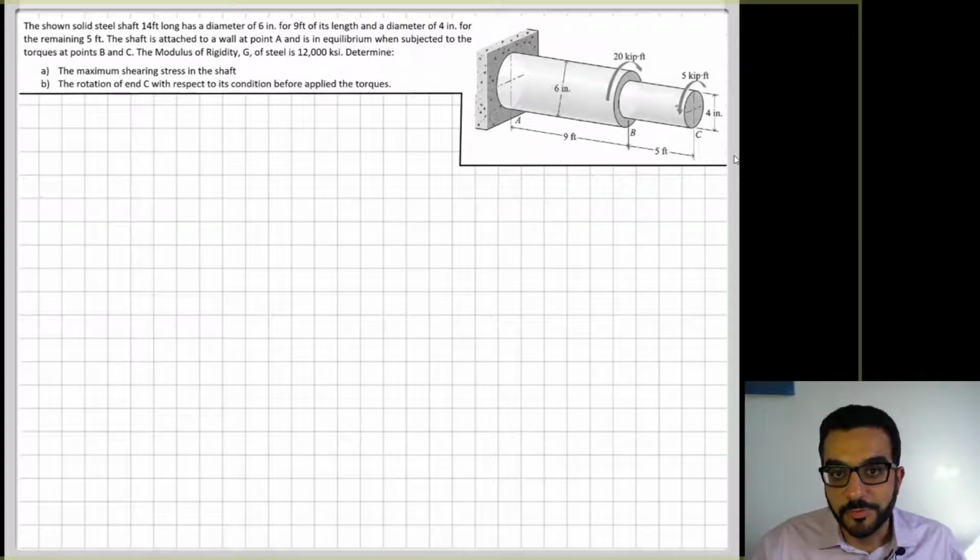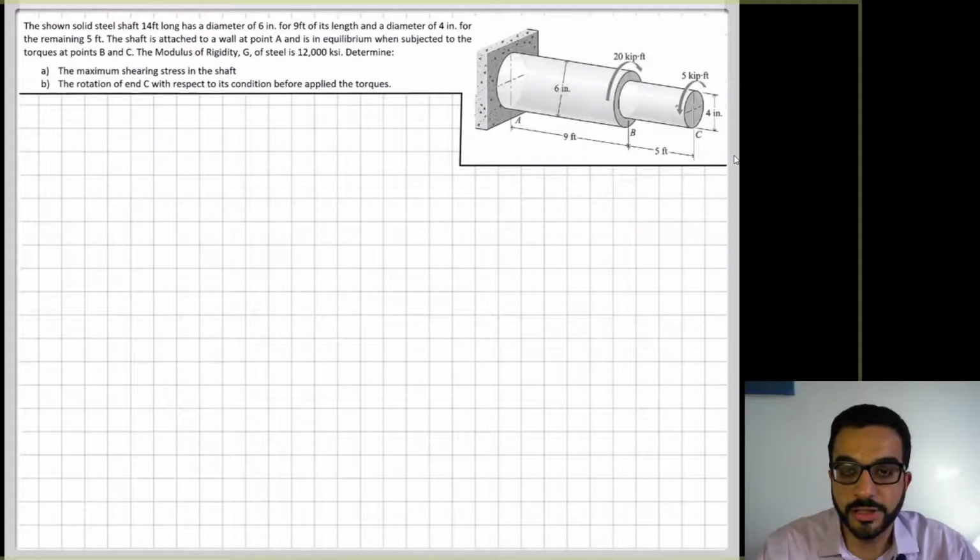Welcome. This video will be a quick example of how to calculate shear stresses due to torque, and also how to calculate twisting angles due to the torque and twisting angle of a section somewhere along this shaft.